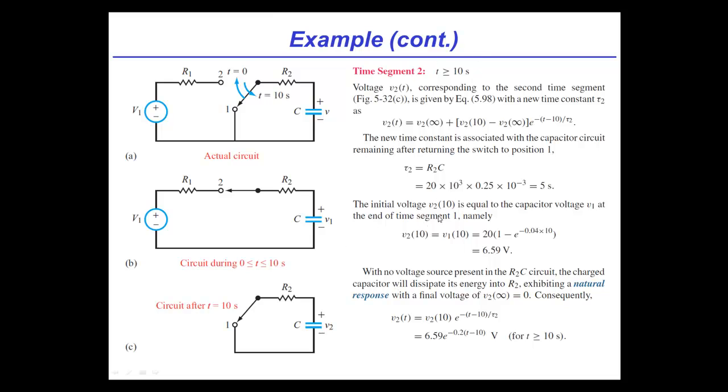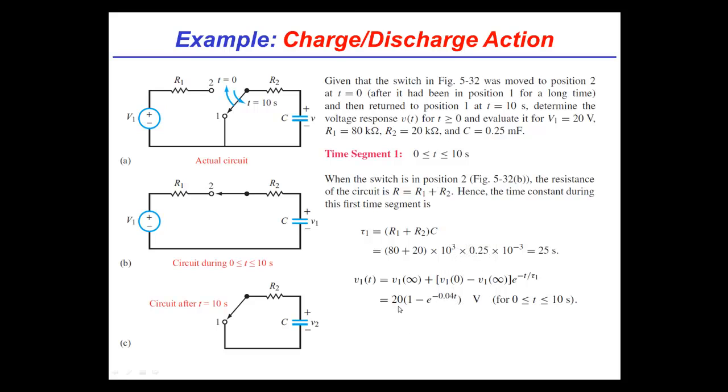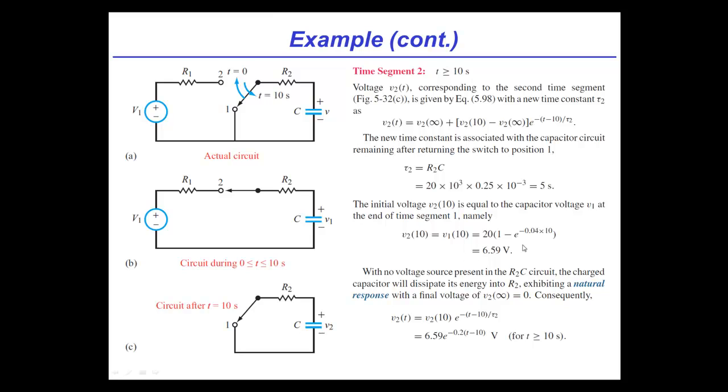And so we go back to our previous equation here, and we just plug in 10 seconds. We ask at 10 seconds, what was the value of this V1? So 20 times 1 minus e to the minus 0.04 times 10 seconds. Plug that in here, and you get that it had charged up to exactly 6.59 volts. And we know that's the initial condition for the capacitor in the second part. And then what is it going to be at infinity? We both just said this is natural, so it's going to be 0, right? This thing is just going to discharge to 0.